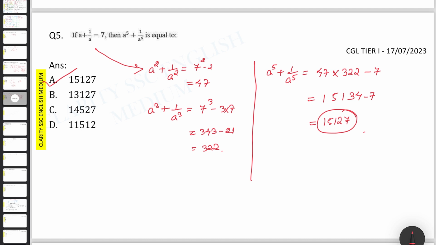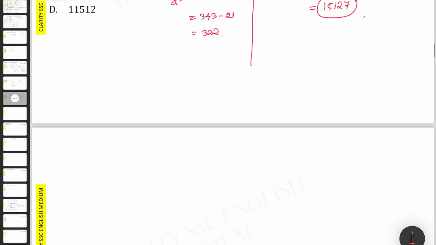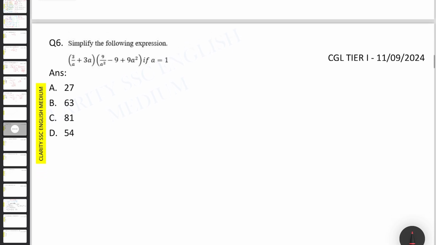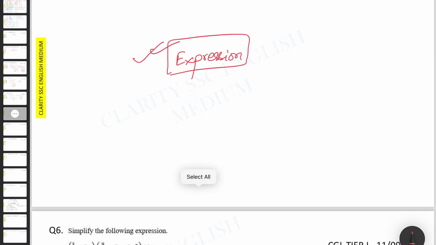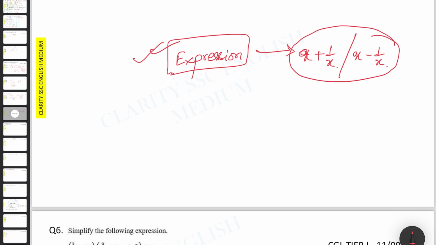Let's practice some more questions. By practicing different types of questions, we can get it very easily. Okay, this is the expression type. The same formula we will apply, but it will be given in the expression form. In these expressions, we need to see in the form of what? x plus 1 by x or x minus 1 by x. The expression will be jumbled up, but the same formula will apply. But first, we need to deduce it in the form of x plus 1 by x or x minus 1 by x. Let's see this.